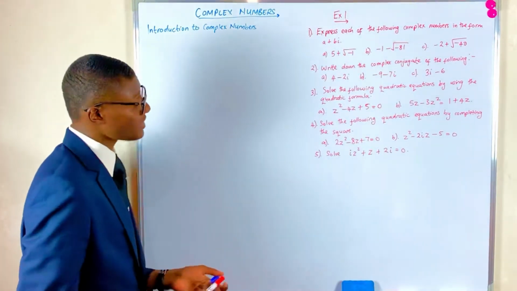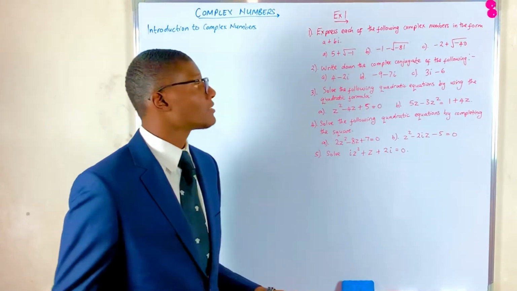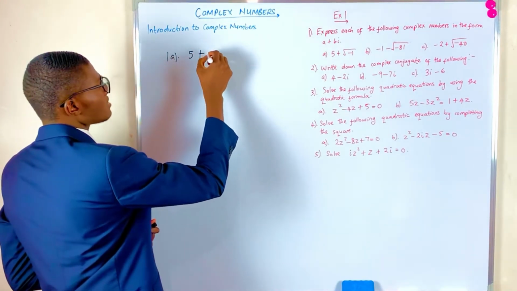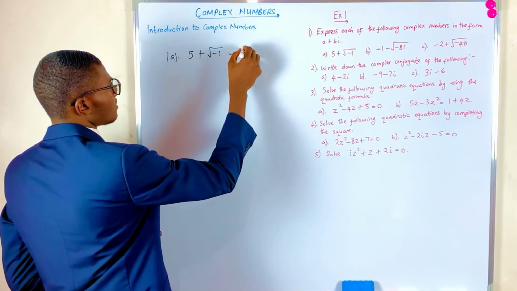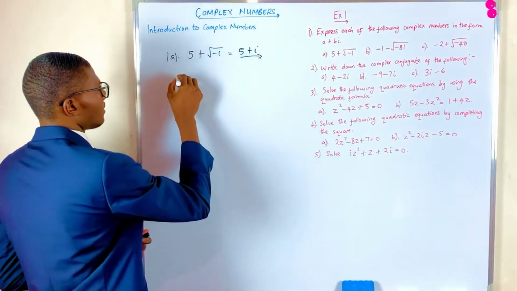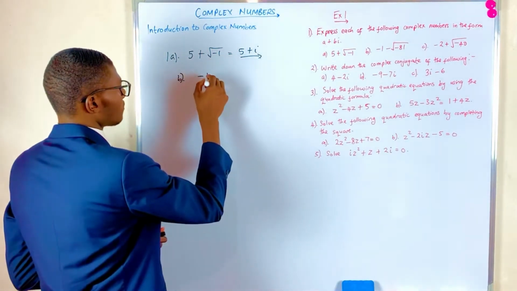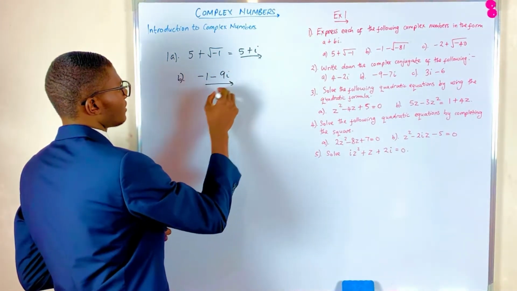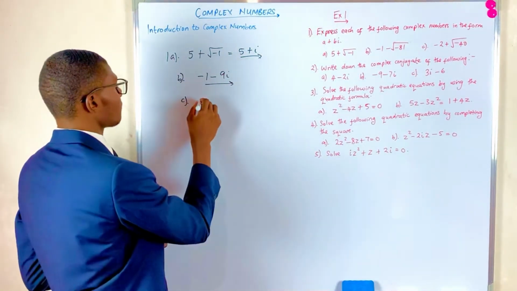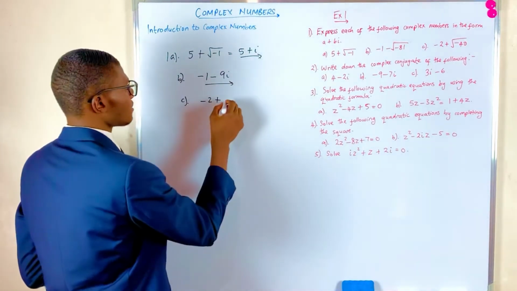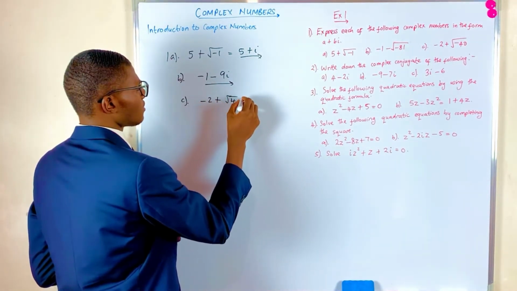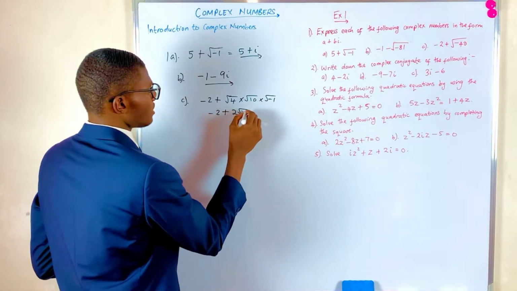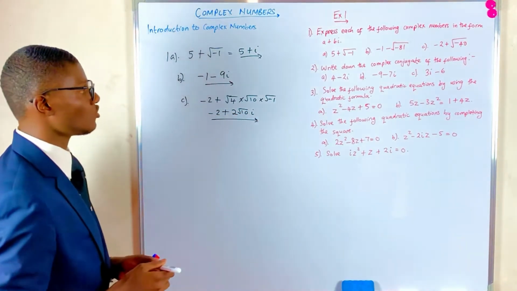Okay, so number 1 says express each of the following complex numbers in the form a plus bi, right? So for 1a, we've got 5 plus the square root of minus 1, which is 5 plus i, right? Then for b, we've got minus 1 minus the square root of minus 81, that will give us minus 1 minus 9i. Then for c, we've got minus 2 plus the root of minus 40, that's the root of 4 times the root of 10 times the root of minus 1, which is minus 2 plus 2 root 10 i, like this. So that should do it, right?